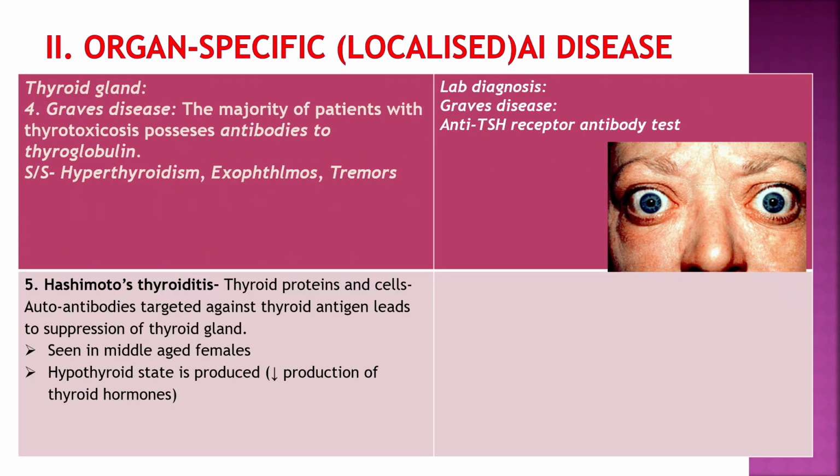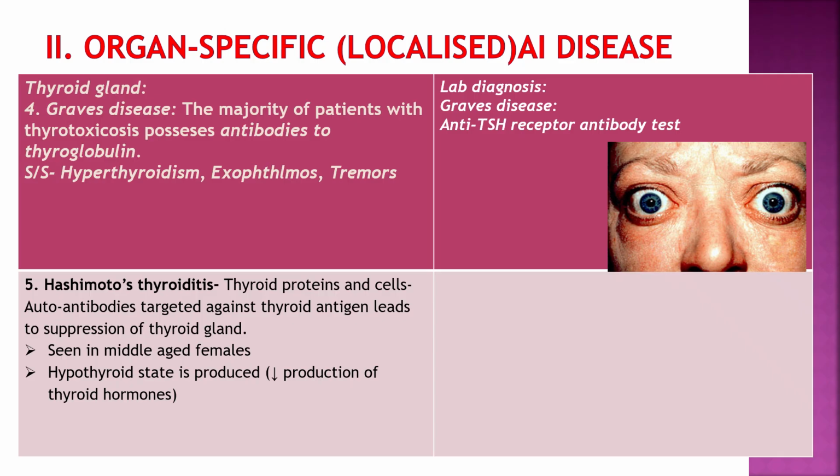Organ-specific localized autoimmune disease. For example, thyroid gland. Graves' disease: the majority of patients with thyrotoxicosis possess antibodies to thyroglobulin. Symptoms are hyperthyroidism, exophthalmos, tremors. Lab diagnosis: anti-TSH receptor antibody test.